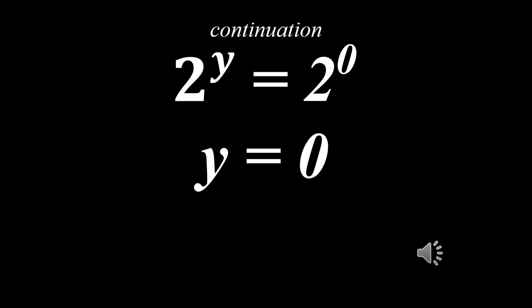So we have 2 raised to power y equals 2 raised to power 0. 2 raised to power 0 is the same thing as 1. So since the bases are equal now, y equals 0.